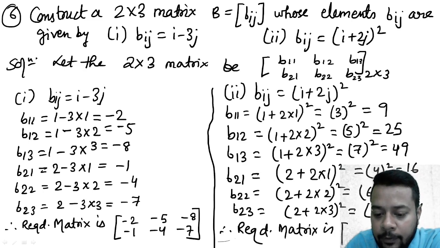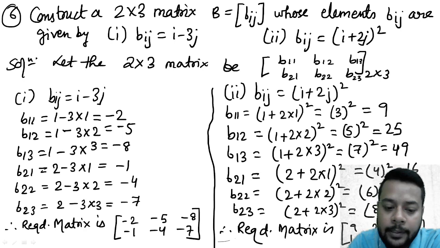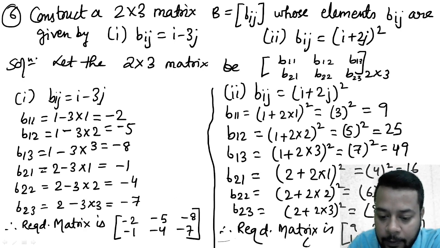So the required matrix here will be 9, 25, 49, 16, 36 and 64. This will be our answer, right?